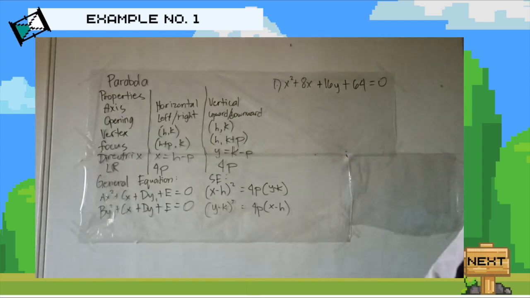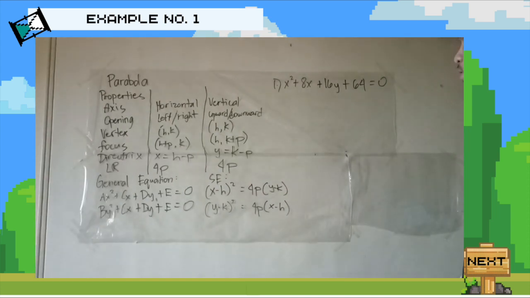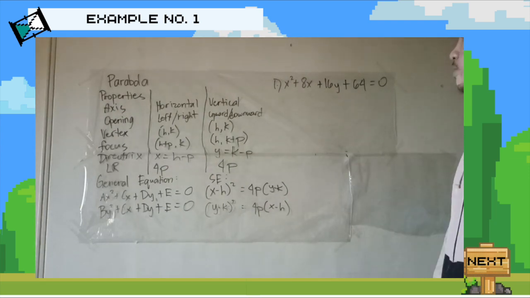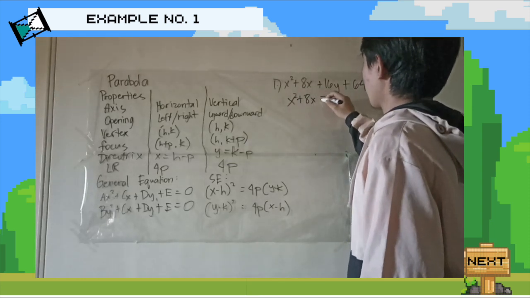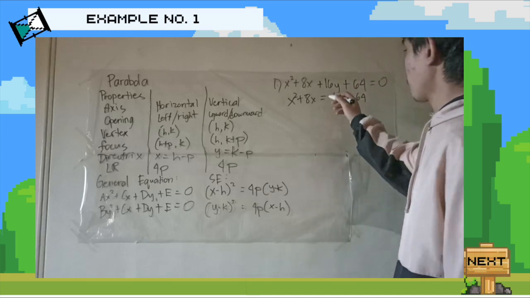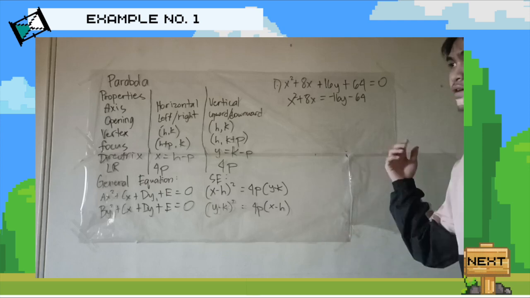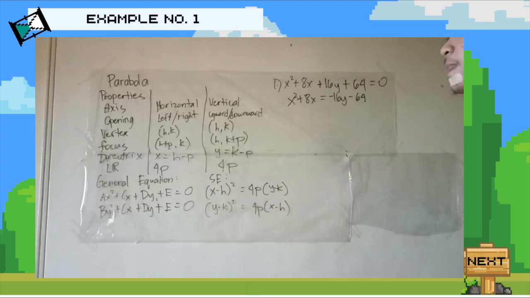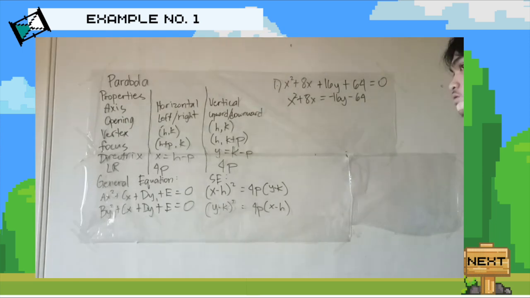So first thing we need to do is we need to convert this general equation into standard form. Okay? So how do we do that? First is to group similar terms or like terms. So x squared plus 8x equals negative 16y minus 64. Okay? So we move this 16y and positive 64 to the right hand side, making them a negative number. So when we move values to the other side, the signs of them should be changed.